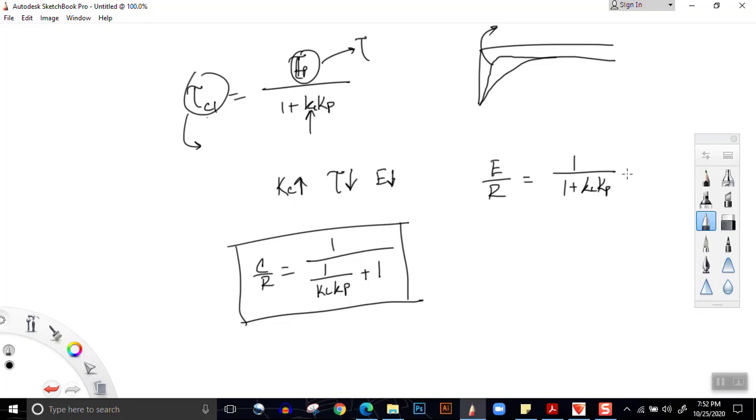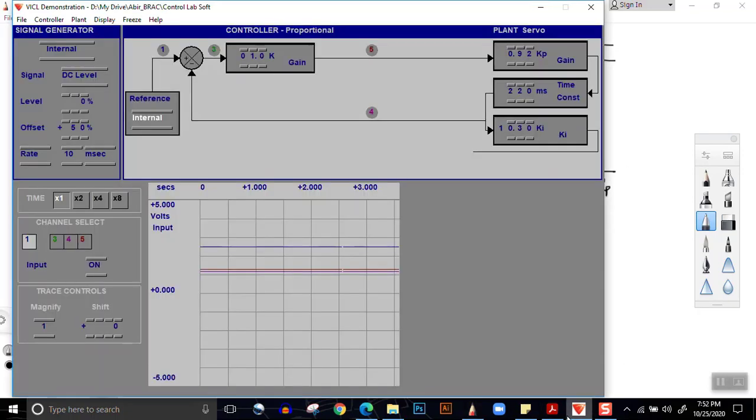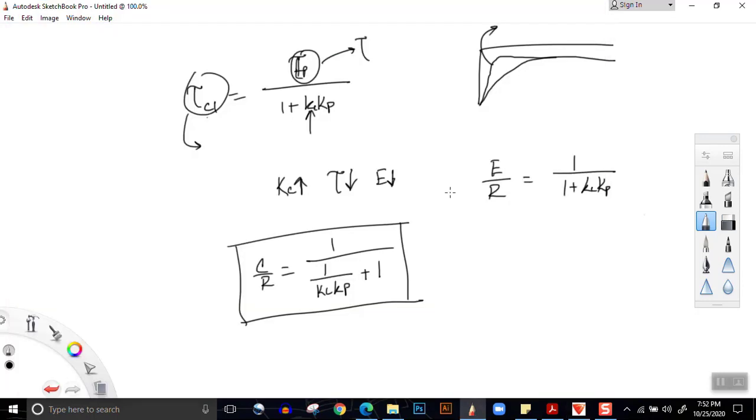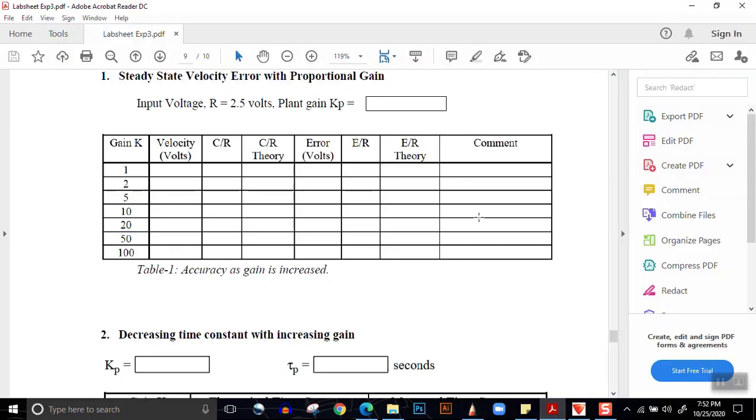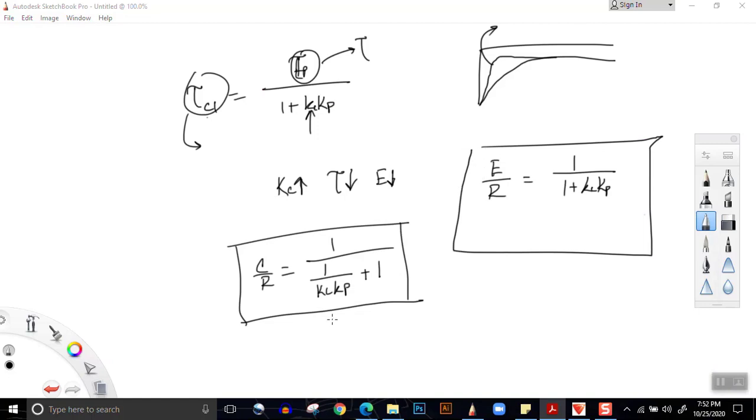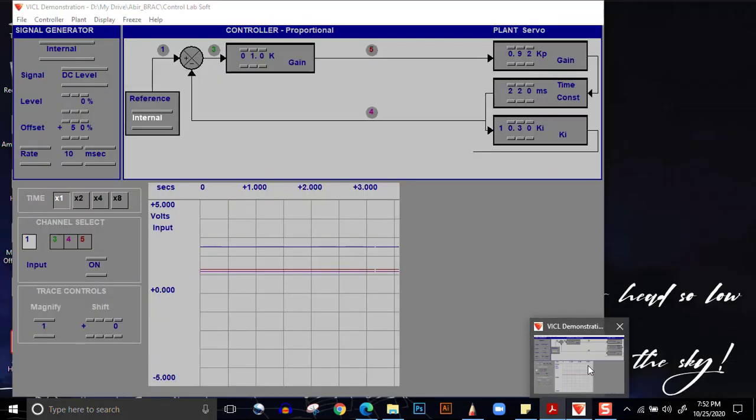One thing to be noted is that I'm not writing H because, as you can see, this is a unity negative feedback system. So H is not needed. So from the first data table, we will verify these two phenomena, E by R and C by R. We'll find one value from experiment and one value from theory, from this equation, and we'll see whether these both values are equal or not. So let us take one data point and see how it happens.